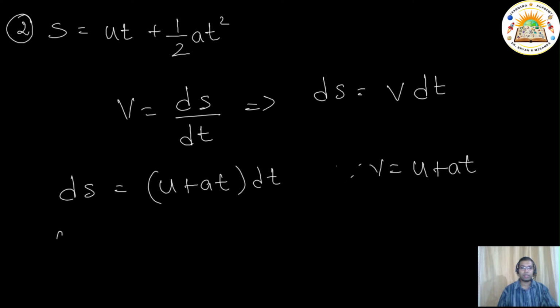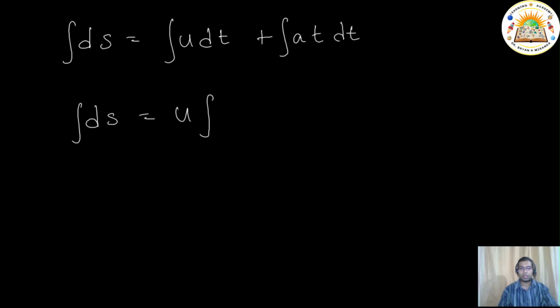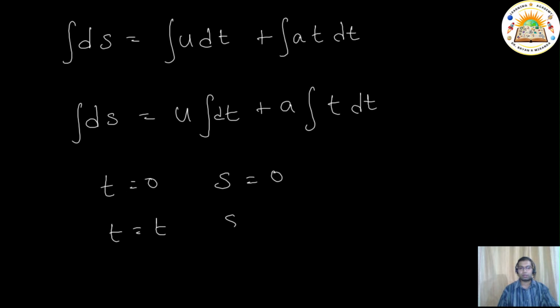Now we can go ahead and put the integral sign. Integral ds is equal to integral u plus at dt, or we can write it in this particular way. Integral ds is equal to integral u dt plus integral at dt, or integral ds is equal to u times integral dt plus a times integral t dt. Now we have to look at the limits. So when time is equal to 0, initial displacement is 0. When time is equal to t, the displacement is written as s. So let us apply the limits.